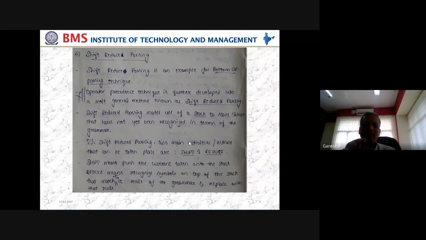Reduce, if you observe, it was like a pop only. We combine 2-3 data, which is popped and replaced by another grammar, which is part of it. So reduce more or less matches with the pop activity or the pop concept of a stack. So stack is important as far as the shift reduce concept of parsing is concerned.